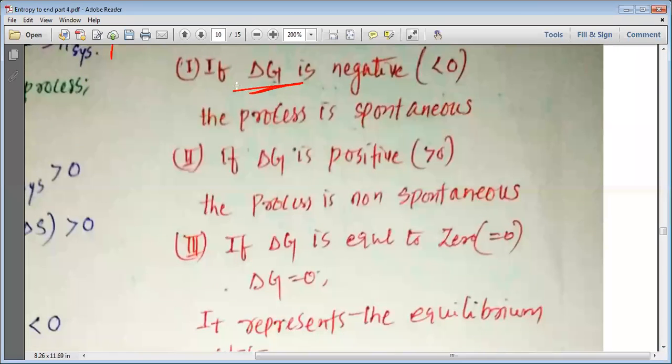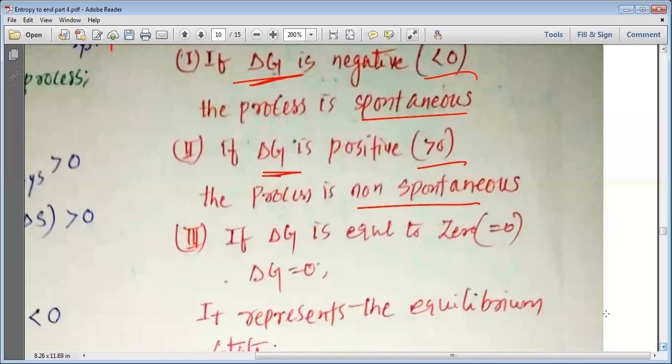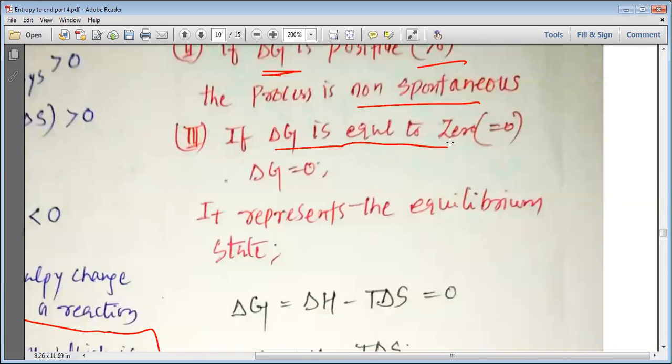Now finally we can say if delta G is negative, the reaction is definitely going to be spontaneous. If delta G is positive, the reaction is definitely not going to be spontaneous. And if delta G is equal to 0, my dear students, we come to a conclusion that delta G is equal to absolutely 0. And when delta G is equal to 0, it represents the equilibrium state of the system.